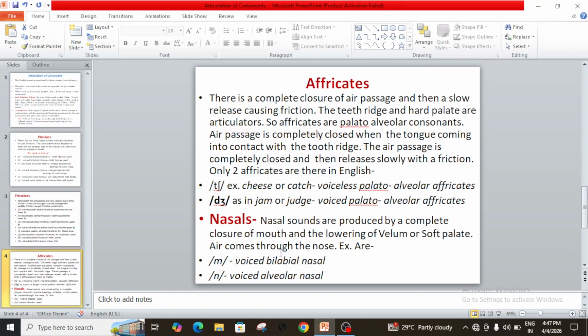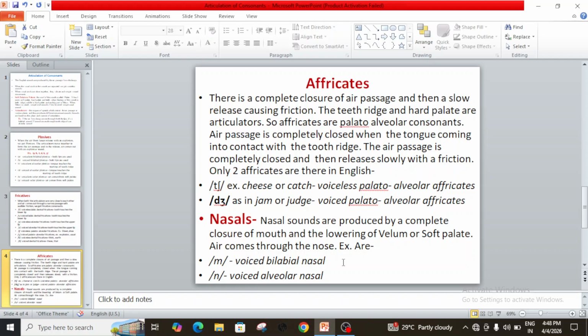Next important consonant sound is nasal sounds. These nasal sounds are produced by a complete closure of the mouth and the lowering of the velum or soft palate. Air comes through the nose. So in nasal sounds, the sound is made through the nose only. There is a complete closure of the mouth, and the soft palate is also lowered in the creation of these nasal sounds.